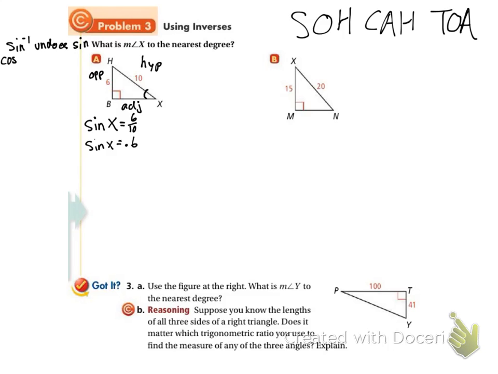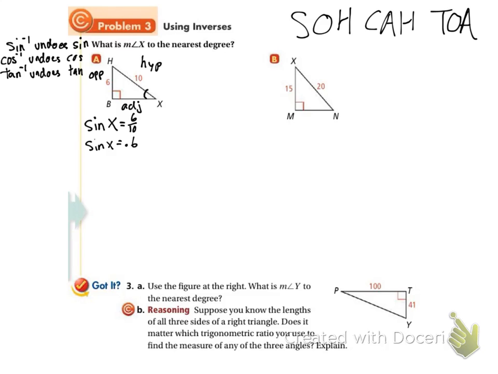We've got cosine inverse that undoes cosine. And we've got tangent inverse, right? Those are all little -1s. And that undoes tangent.